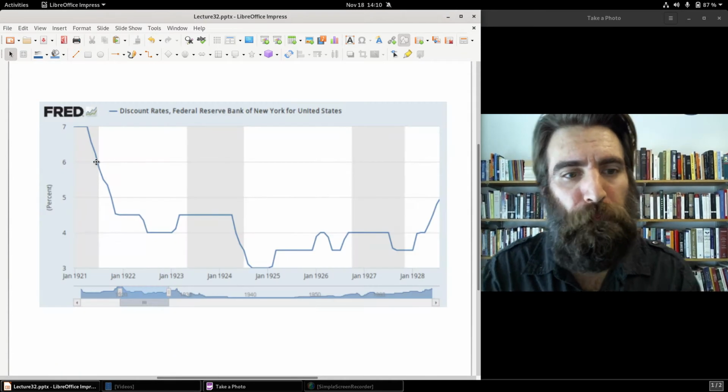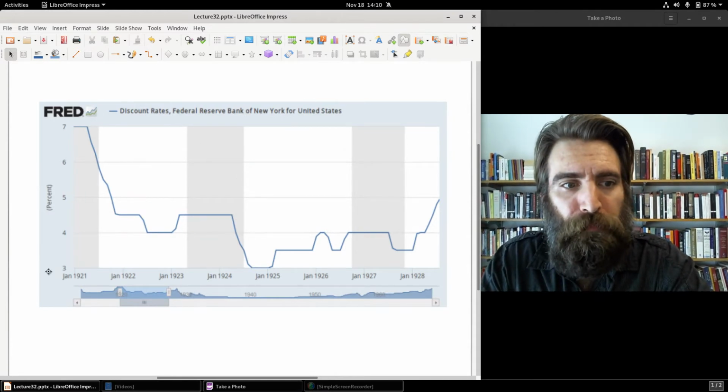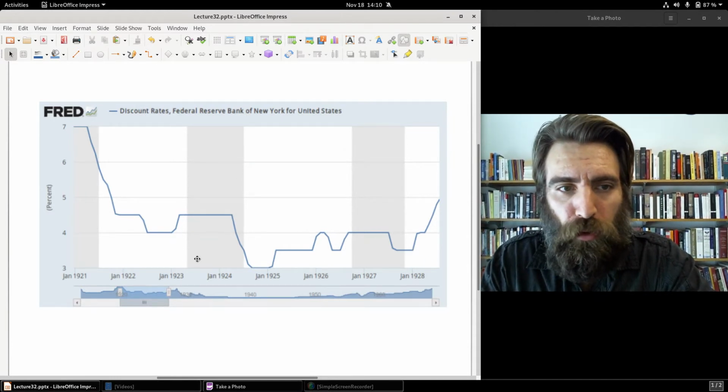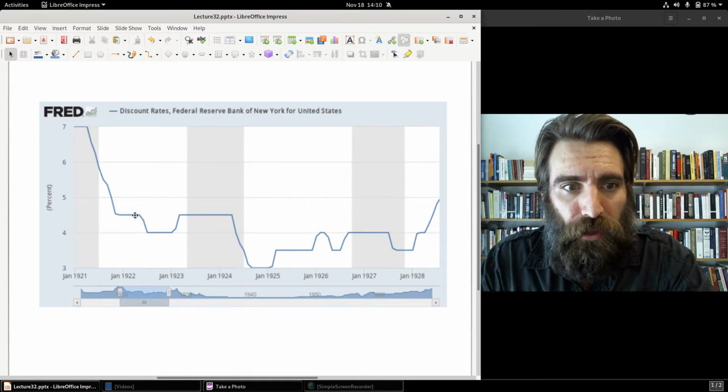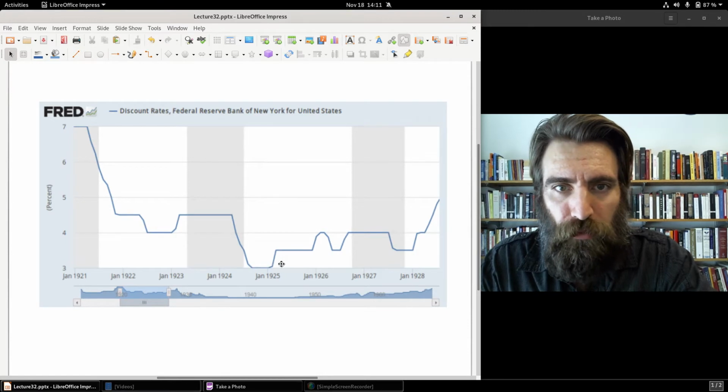But here's a chart of the discount rate at the New York Fed between 1921 and 1928. And you see this here, it was just a constant story of lowering rates. Had a little bit of a rise here, and then further lowering of rates.